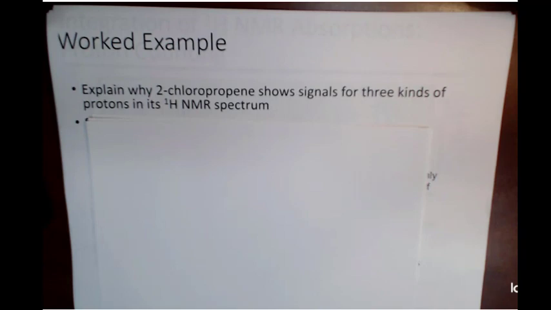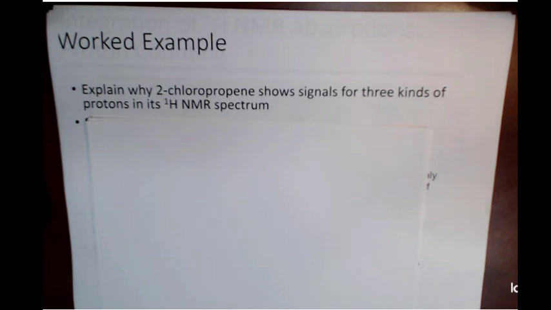So kind of a look at how environment can play a role in terms of what's bound and where it is in our structure. This worked example is a good illustration of that. So here we see the question states, explain why 2-chloropropene shows signals for 3 kinds of protons in proton NMR.